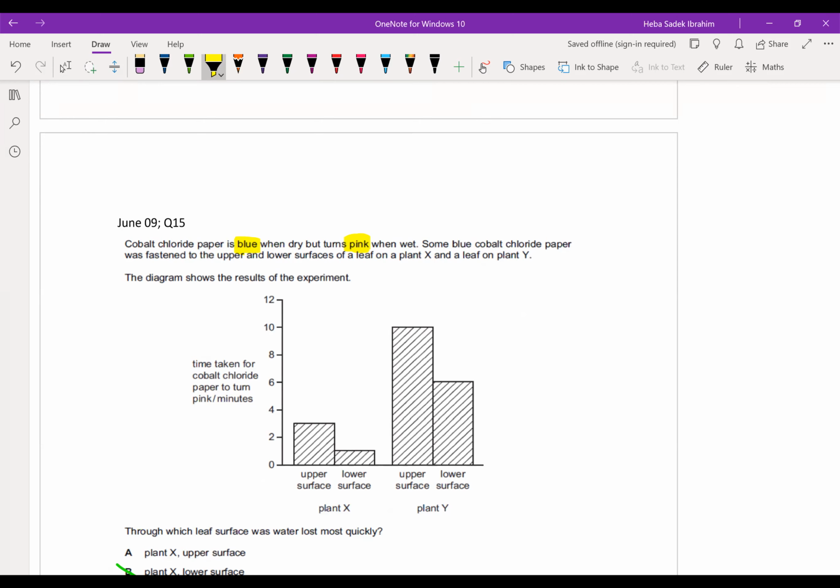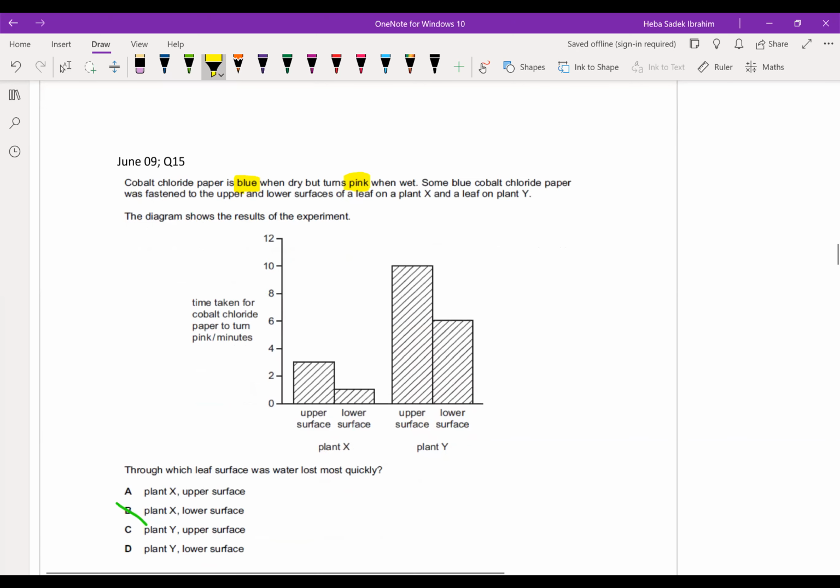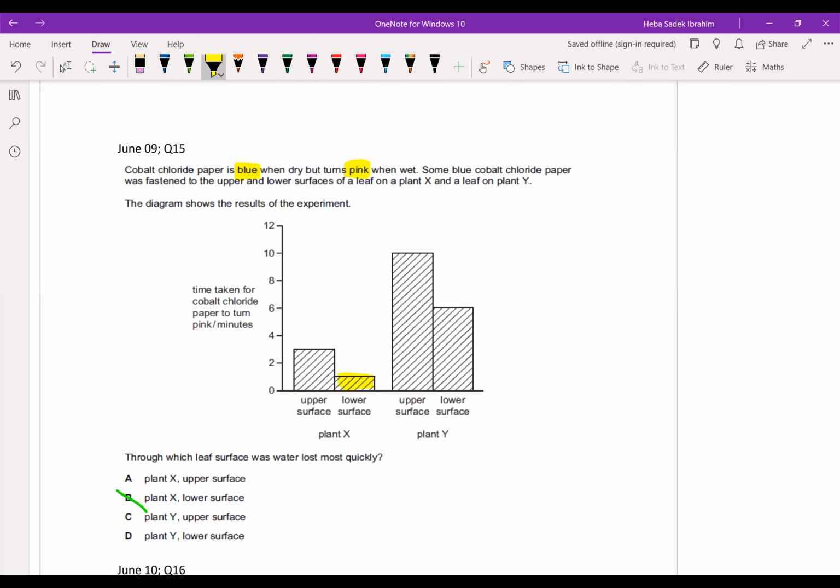لاحظ بقى ان هي the time taken for it to turn pink، كل ما التايم يبقى قصير كل ما معناها الwater loss كبير. It turns pink quickly, which means a lot of water is being lost in a short period of time. فيجي يقول لحضرتك through which leaf surface was water lost most quickly. Most quickly اللي هو هنا. اشمعنى lower surface of X? Because it took the shortest time to turn الblue cobalt chloride into pink.